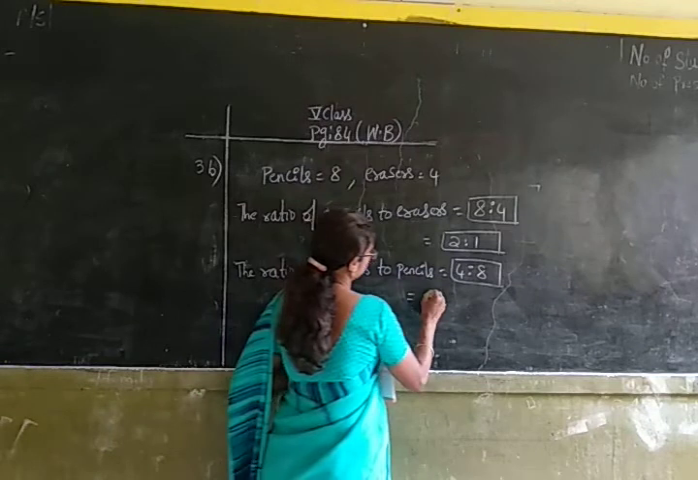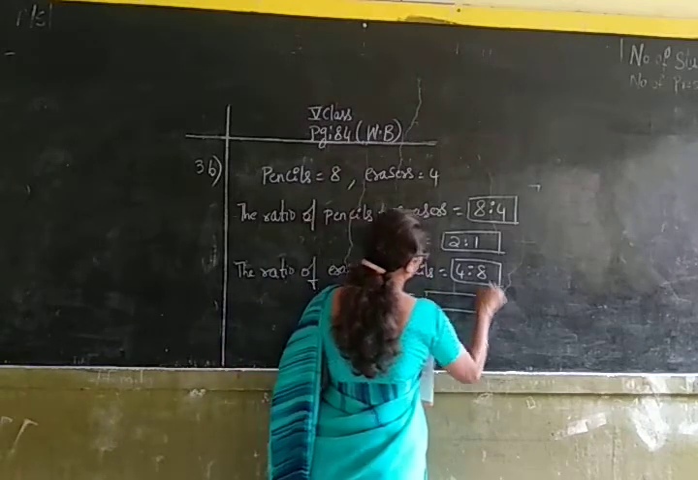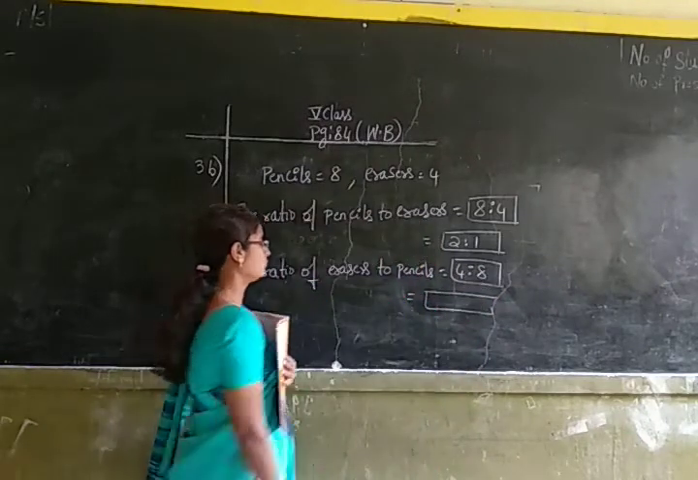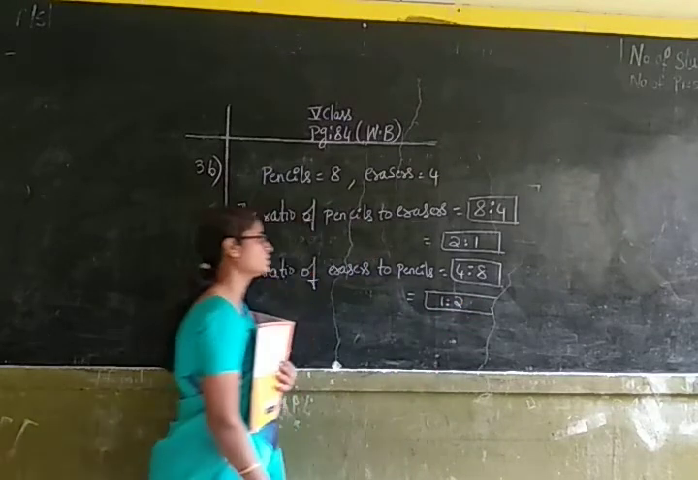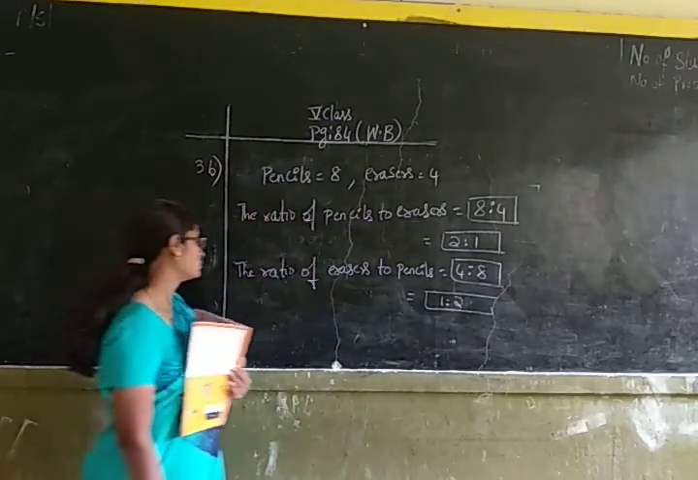Now let us write the lowest form of this ratio. 4 goes in 4 1 time. 4 goes in 8 2 times. So the lowest ratio of 4:8 is 1:2.